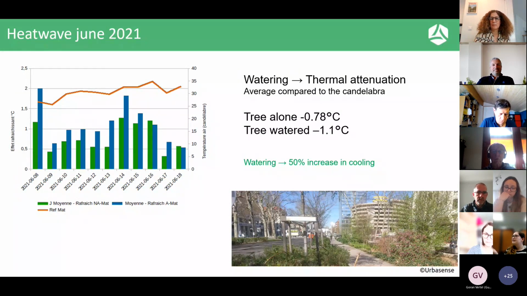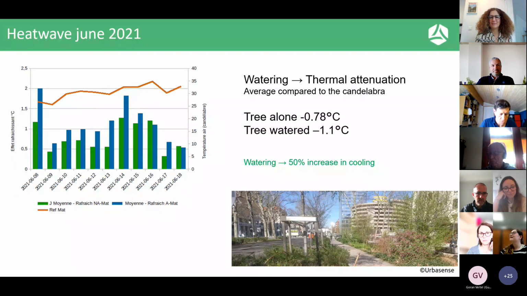And on this heat wave, in June 2021, the trees watered, it's 1.1 degrees less than average. So I think it's better.